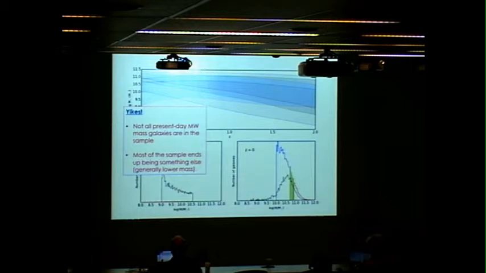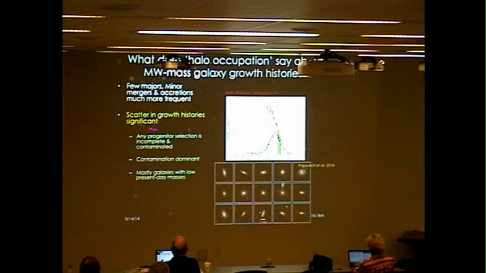But generally lower mass, and that makes a lot of sense, because the halo mass function is quite steep. Okay. And so this summarizes that the scatter in growth histories that one infers from the models is really quite significant. And so any progenitor selection is incomplete and very contaminated. And the degree of contamination will depend on the scatter.